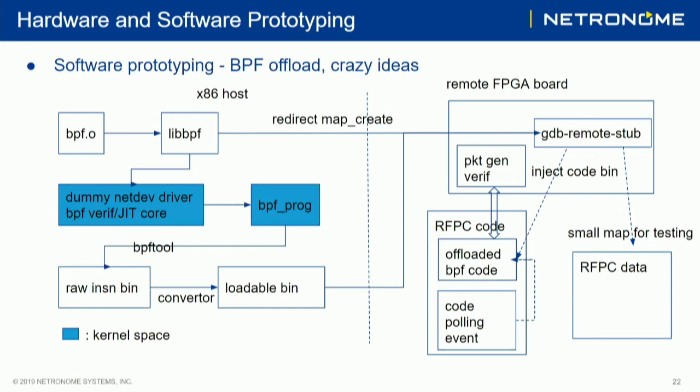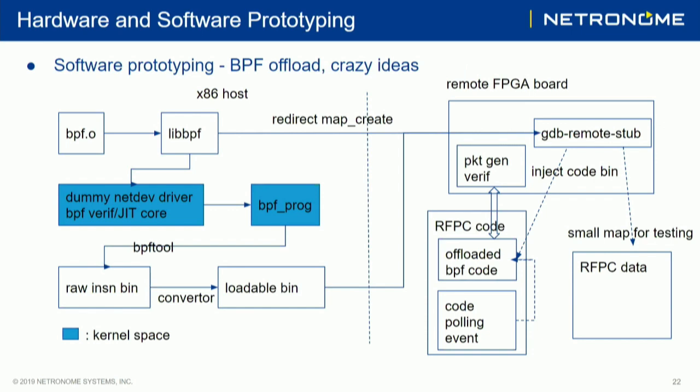Then for the BPF offload, things are much more complex. So we need to generally verify two things. First is offload: when we reuse the RISC-V BPF backend, does it generate a correct image. Second is whether the BPF program works. For the first part, my thought is we implement a dummy netdev driver, implementing all the necessary hooks. Then we have a BPF program, using the same LLVM toolchain, and the user space loader, libbpf, creates maps, and we redirect map creation as a networking request to the GDB stub, asking it to create the map on the FPGA RFPC.